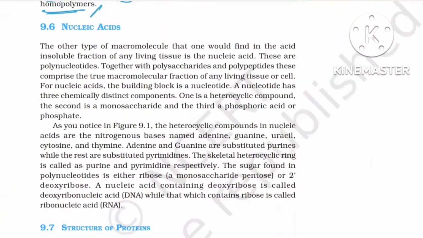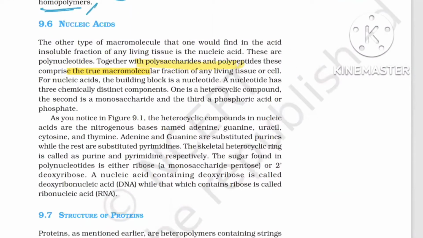Now, see, we have covered all the points. Now, see here, nucleic acid. Along with the polysaccharide and polypeptide, they are also macromolecules. And for nucleic acid, the building block is nucleotides. And nucleotides have 3 components. One is the heterocyclic compound, and heterocyclic compounds in nucleic acid are nitrogenous bases. All these are there. What are adenine and guanine? They are substituted purines, whereas the remaining all are pyrimidines.